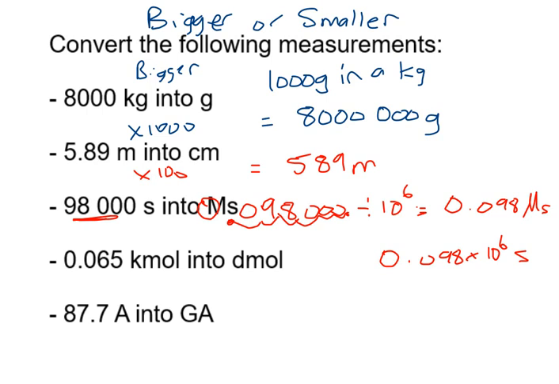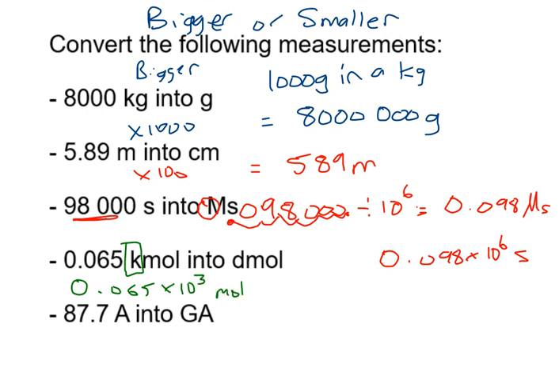Let's try another one. Here we have 0.065 kilomoles. I'm going to even ignore what I'm turning it into for right now. I'm just going to talk about what a kilomole is. As soon as I see this K right here, if you'd like to, you can just replace it with whatever prefix there is. So what is a K? A kilo. A kilo is 1,000 of something. So I could say that this is really 0.065 times 10 to the 3 moles.